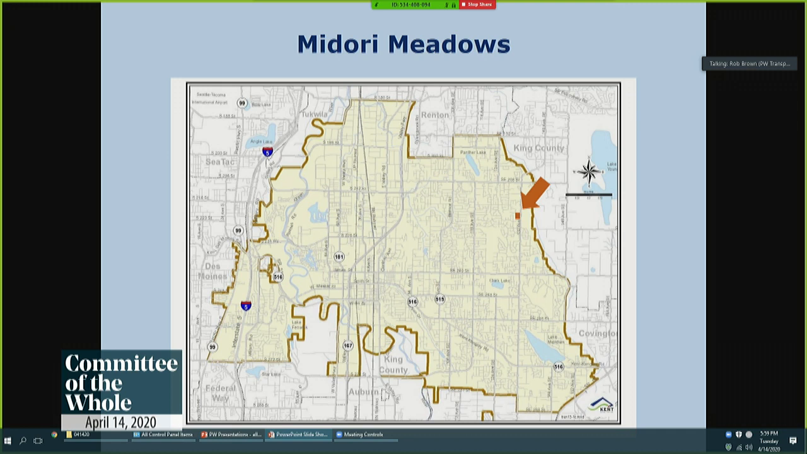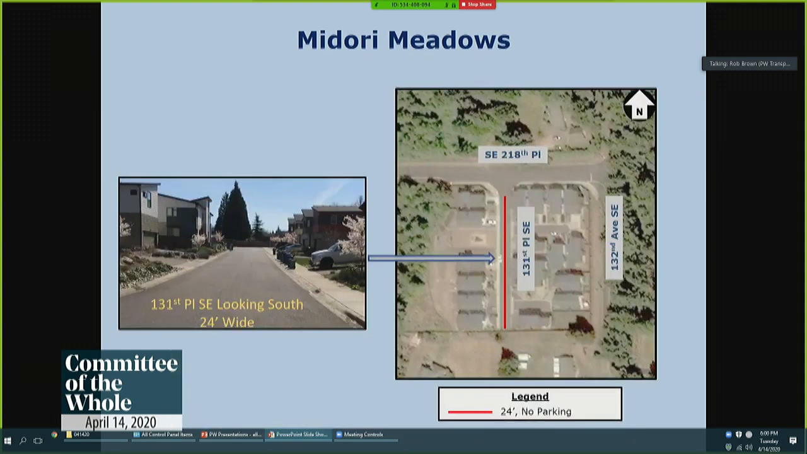So the first location, as you can see on the screen, is called Midori Meadows. This is located in the northeast part of the city. This came to us from the residents that live in the neighborhood, and it came through our friends in Economic and Community Development. Next slide, please.